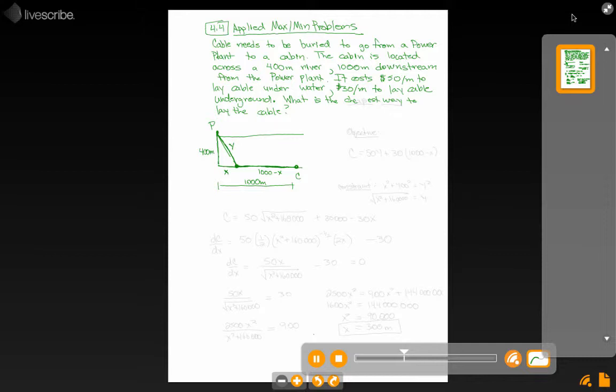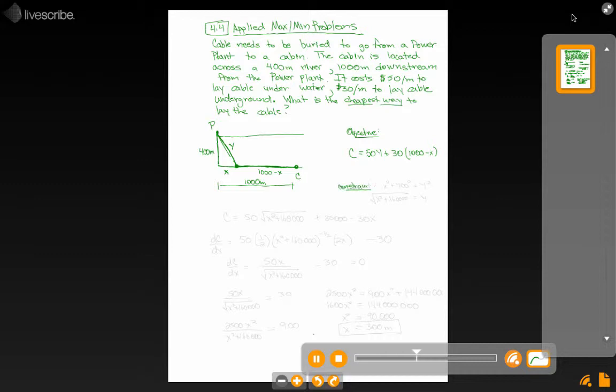So what we're trying to minimize is our cost. So we better come up with a cost equation. That's our objective. So our objective is to minimize the cost. Cost is going to equal $50 times y plus $30 times the distance going on land, which is actually 1,000 minus x. That's great, but we have two variables in there, so that leads us to our constraint.